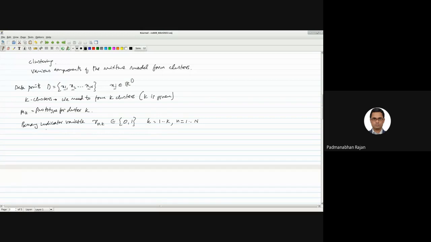And the value of this is: if x_n is assigned to cluster k, R_nk equals 1. Else R_nj equals 0 when j is not equal to k. Okay, so this is how the binary variable R_nk is defined. So if you are considering the variable R_23, R_23 is either 1 or 0. If it is 1, it means that data point 2 is assigned to cluster 3. So that is the meaning of R_nk.